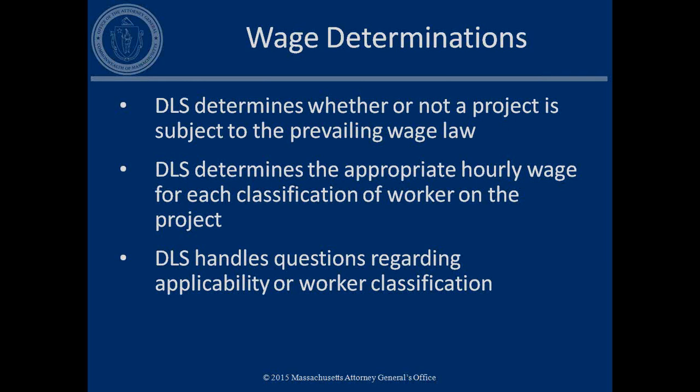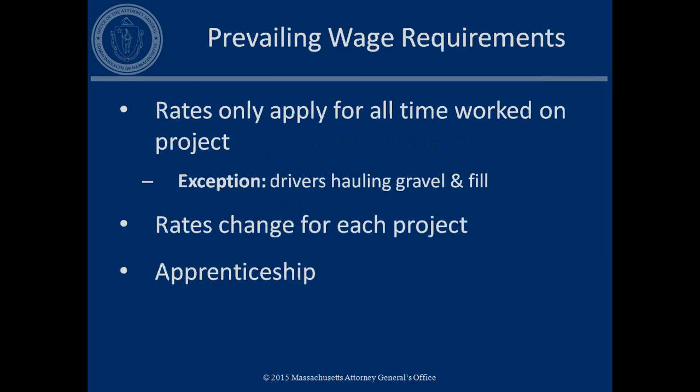DLS will say, for instance, that plugging in a solar panel is electrician's work. The Attorney General does not make that determination. That determination is made by DLS prior to a project occurring, and the rate for that work is set at the electrician's rate in the prevailing wage rate sheet that is issued by the Department of Labor Standards. So there'll be a rate sheet issued by the Department of Labor Standards.